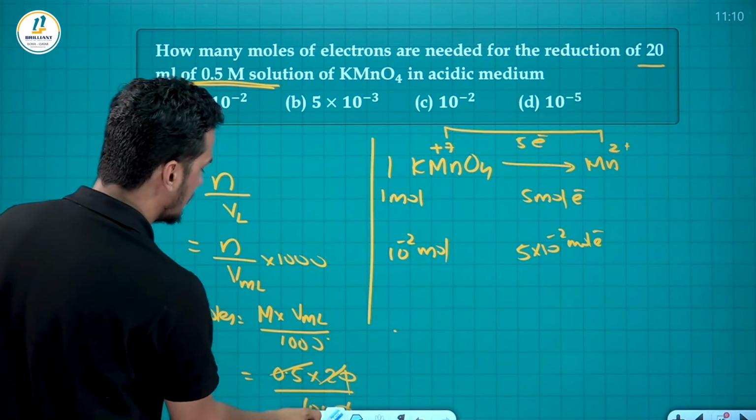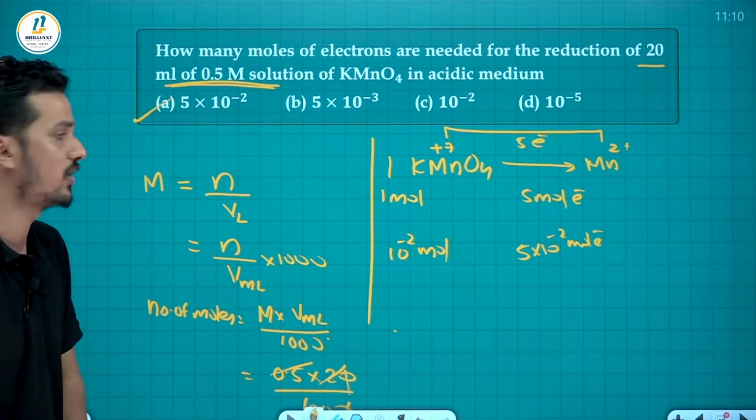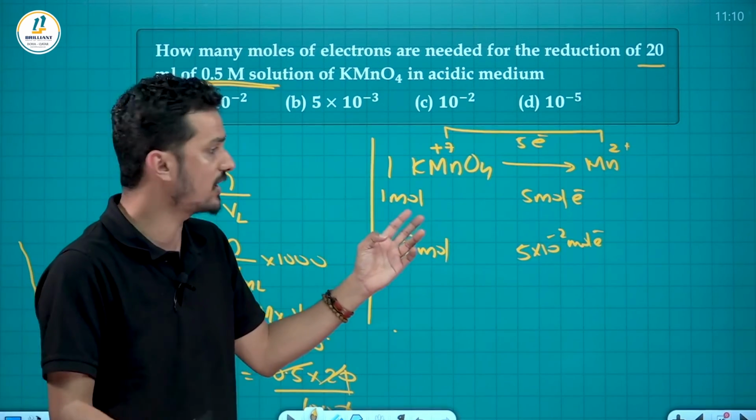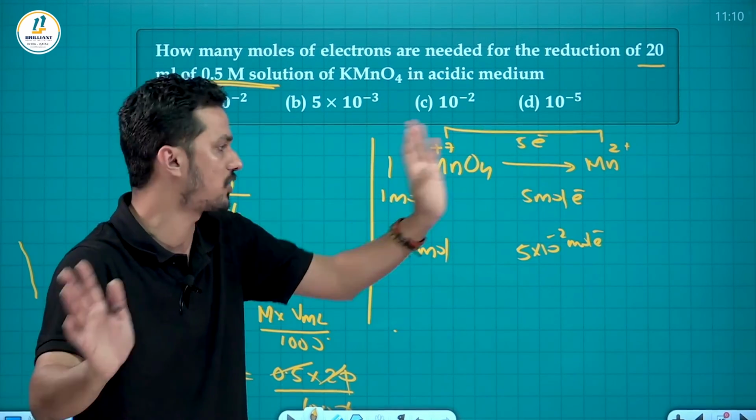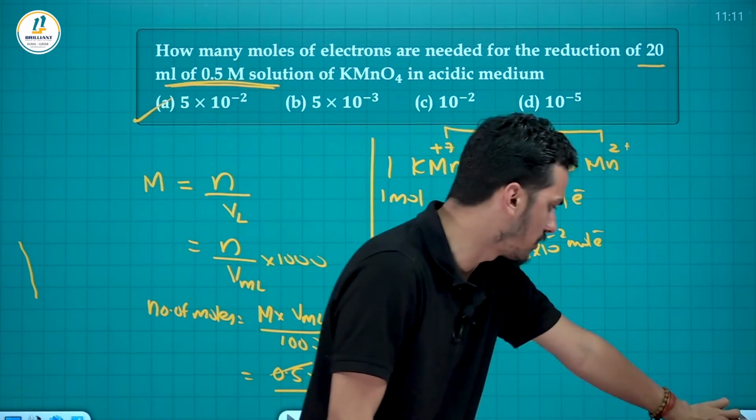So is there any option like that, guys? Yes. Option A is the correct answer. 5 into 10 raised to minus 2 mole electron I have. If I am using 2 mole camenophore, then 2 into 5, 10 mole electron I need. So that's the idea. Simple, direct. Okay. If it's so, then we can go to the next question, guys.